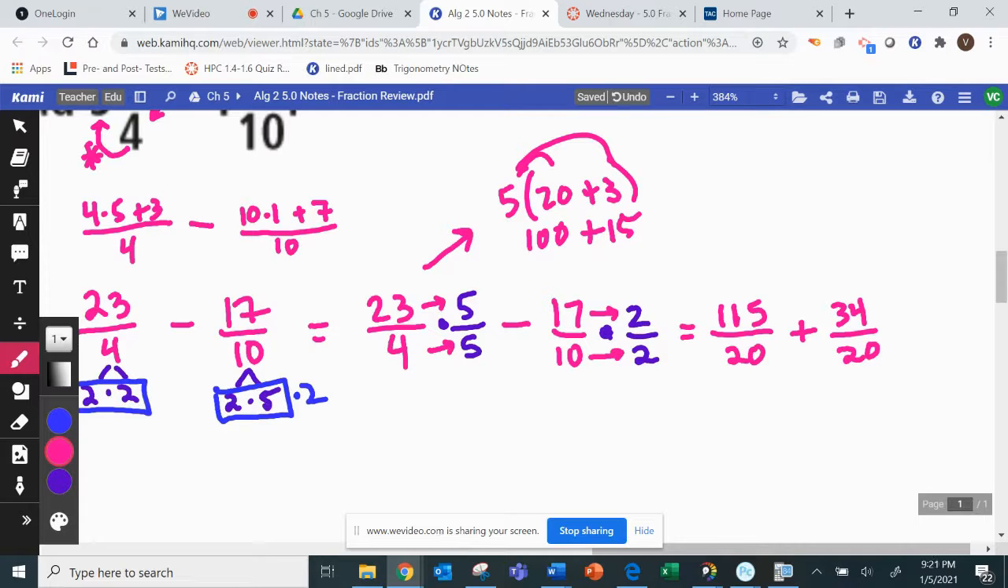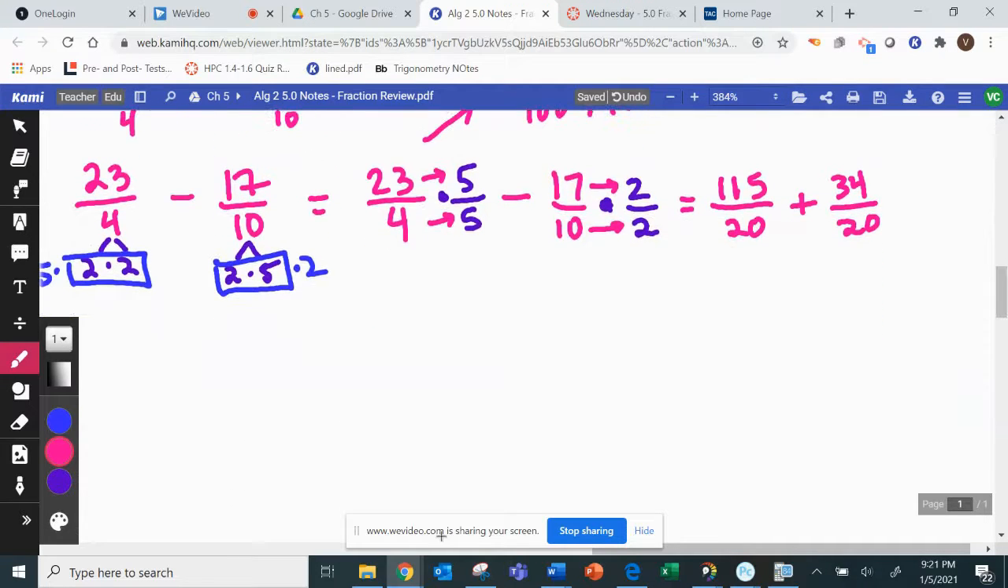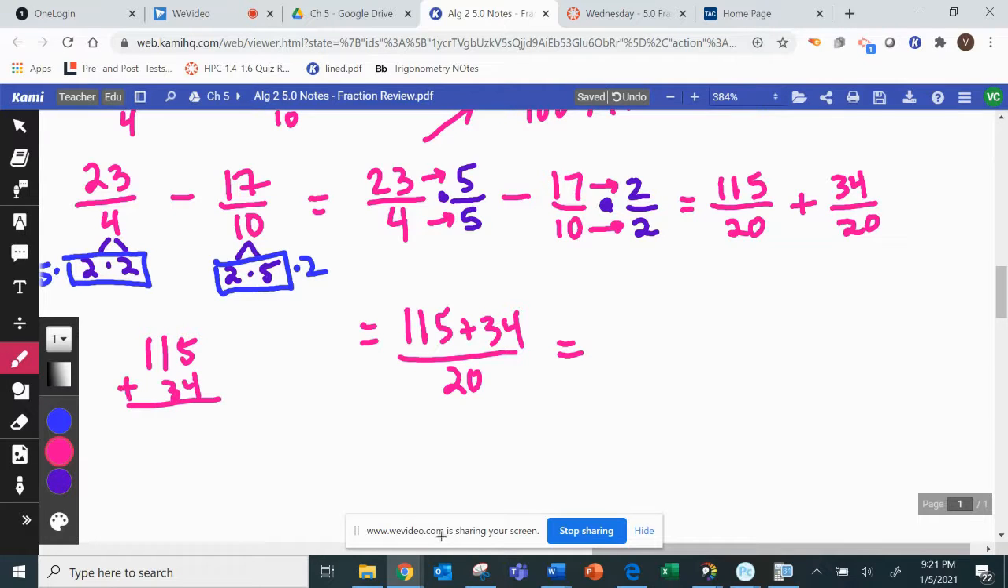So now we have a common denominator. Once we have the common denominator, we're going to add the numerators. We're going to take 115 twentieths plus 34 more twentieths, which gives me 115 plus 34 twentieths. Let's see. 115 plus 34. Remember I said we're not using a calculator? 149 over 20.